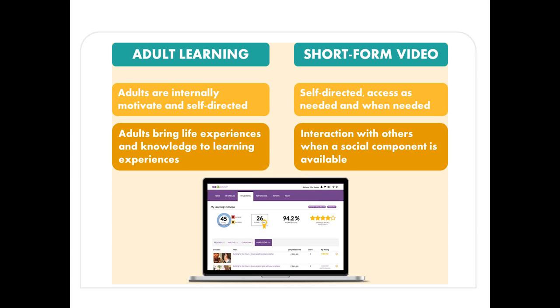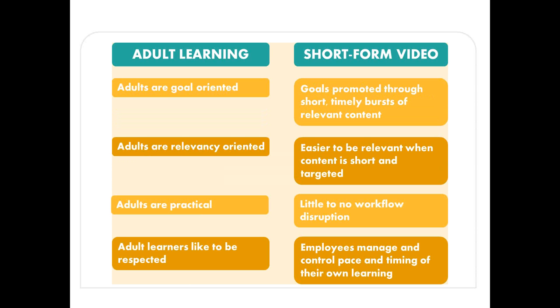And another piece of short-form video, which I find really fascinating, is we learn an enormous amount of what we need to know just to function as adults, but also to function effectively at work, through observing the behaviors and interactions of others. And a lot of video is about observing the behaviors of others. So video combines those video memory elements with the ability to observe others. So interaction with others, when the social component is available, is a big piece of the effectiveness of short-form video.